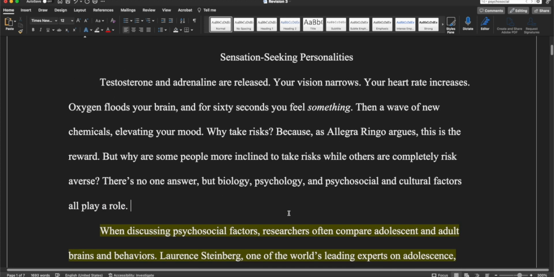Testosterone and adrenaline are released. Your vision narrows. Your heart rate increases. Oxygen floods your brain, and for 60 seconds you feel something. Then a wave of new chemicals elevating your mood. Why take risks? Because, as Allegra Ringo argues, this is the reward. But why are some people more inclined to take risks while others are completely risk averse? There's no one answer, but biology, psychology, and psychosocial and cultural factors all play a role.